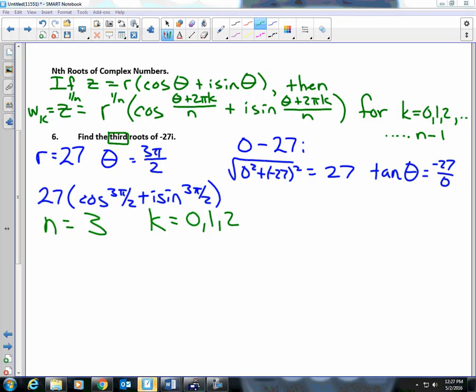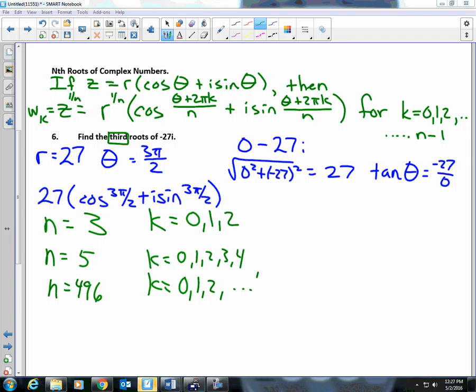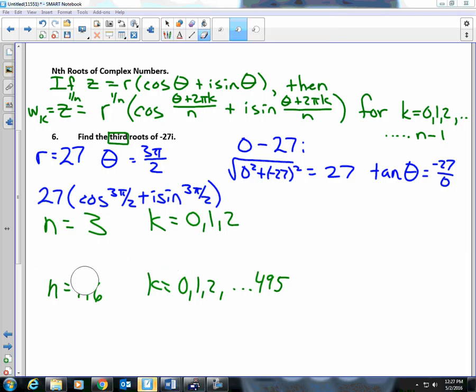How many k values do I have? 3, which matches with n. So therefore, don't write this down, but suppose n was 5. What would the k values be? Suppose n was 496. And k would be 0, 1, 2, right? Everybody got that? Okay, so there are no questions on n or k. So now we set it up.